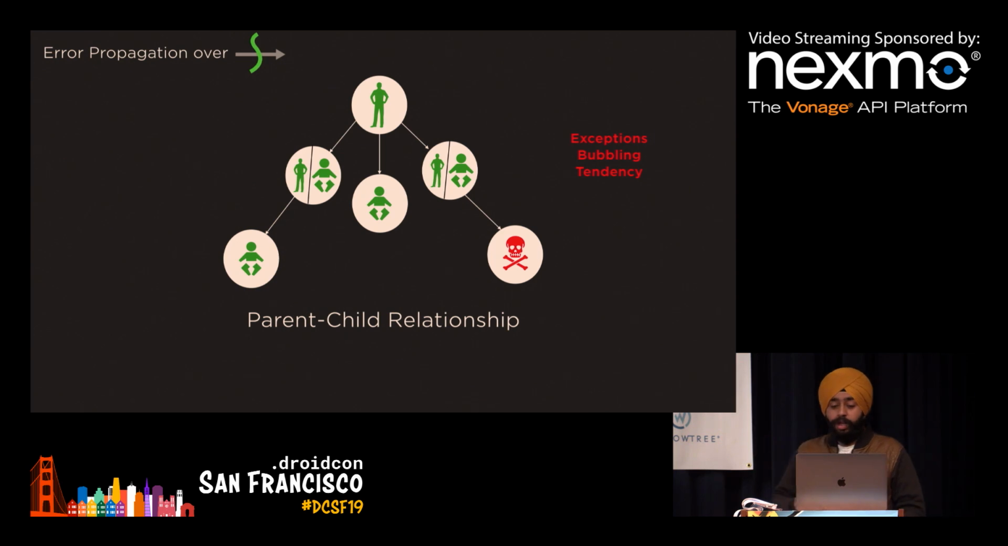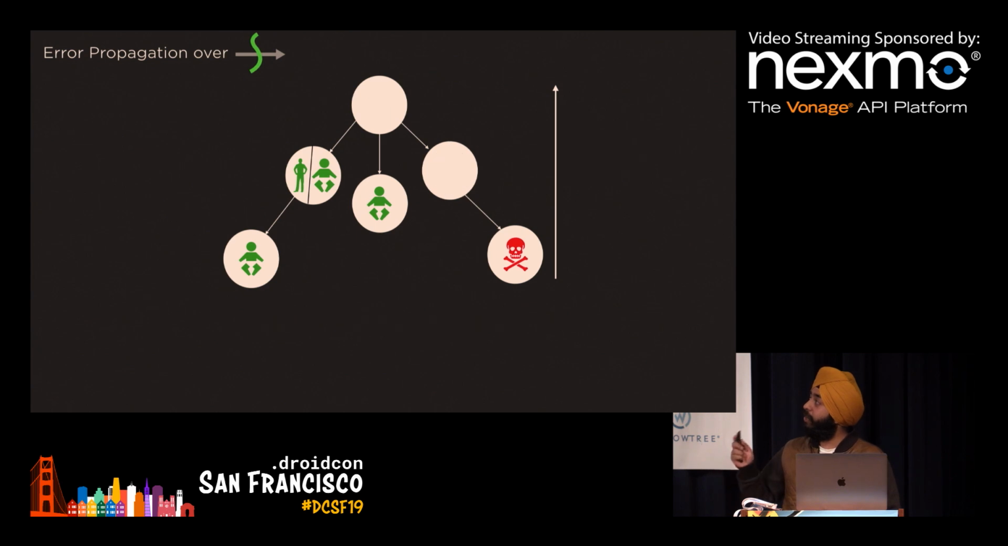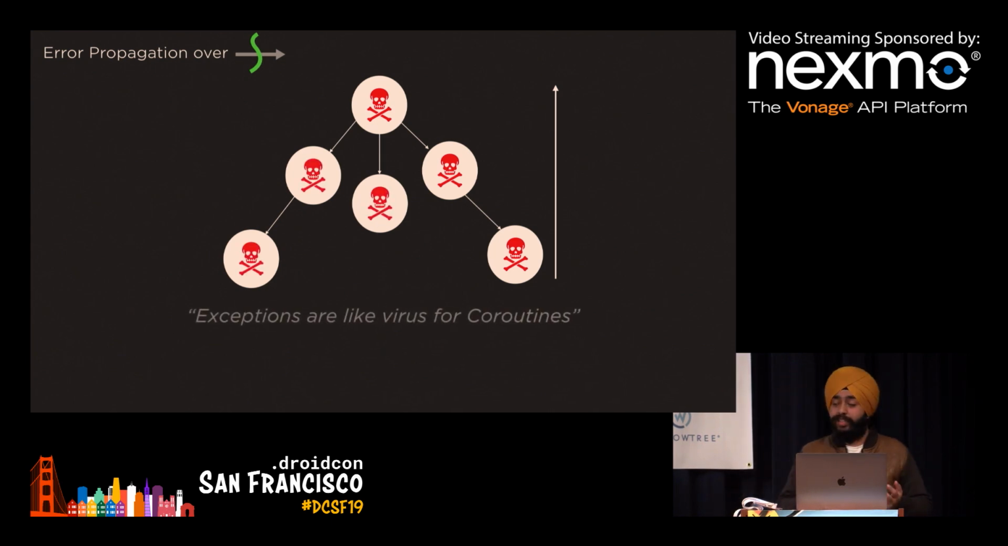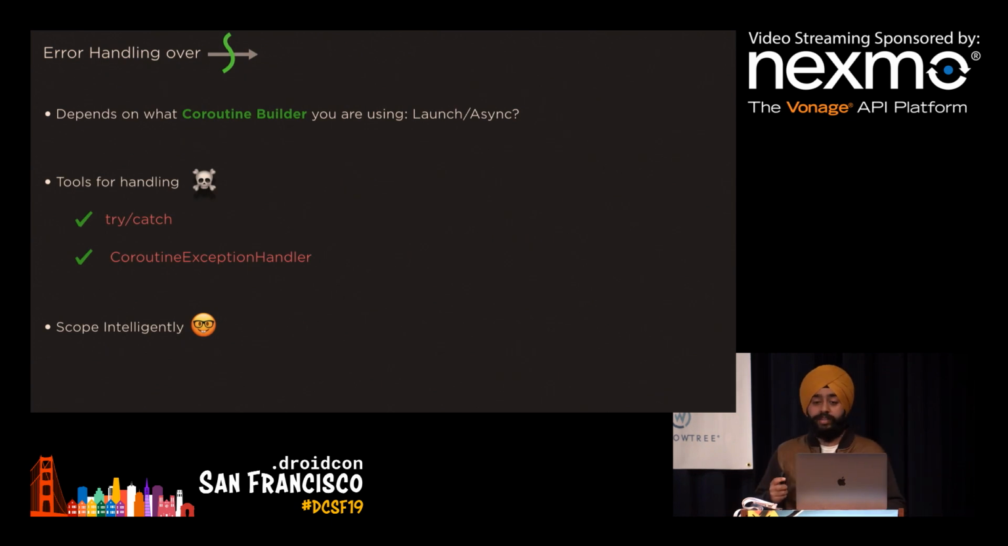in the right leaf. The exception bubbling tendency would be traveling upwards. So when there is a crash in that right leaf, it will try to crash the parent above, and as soon as there is a crash in the parent, all the running coroutines will be crashed. So I can pretty much say that exceptions are like a virus for coroutines.